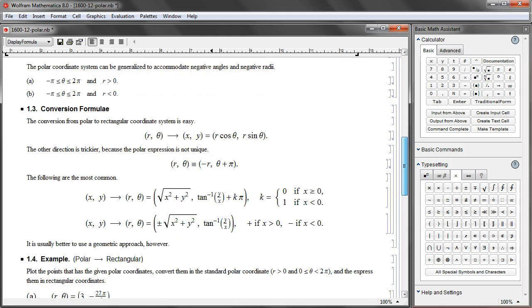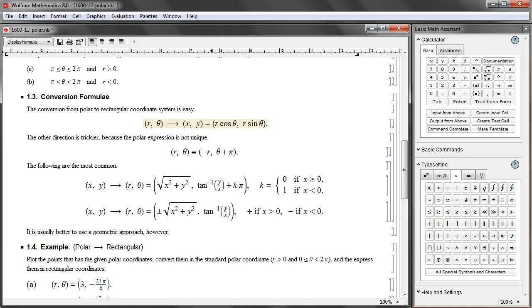Now let's move on to the conversion formulae. And polar to rectangular is simple. x is r cosine of theta, y is r sine of theta. Rectangular to polar, on the other hand, is a little bit harder because of the ambiguity we just talked about. My favorite scheme is this. Keep r positive, square root of x squared plus y squared by Pythagorean theorem, and adjust the polar angle appropriately.